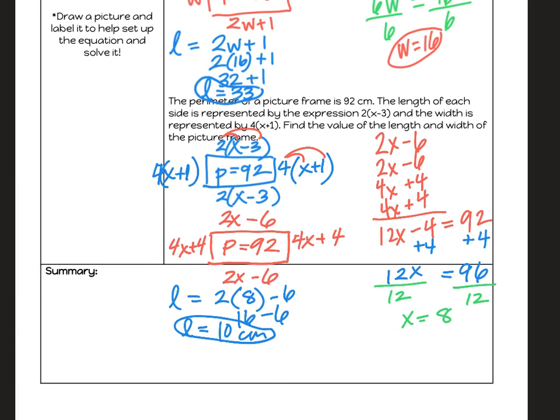Okay, and then for my width, I'm going to plug in the 8, and so I'm going to get 32 plus 4, and so that's going to give me 36.